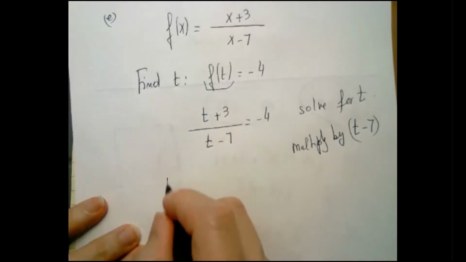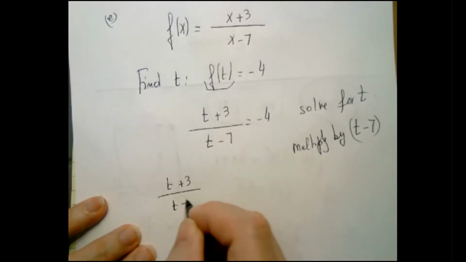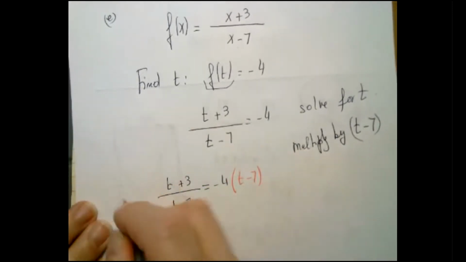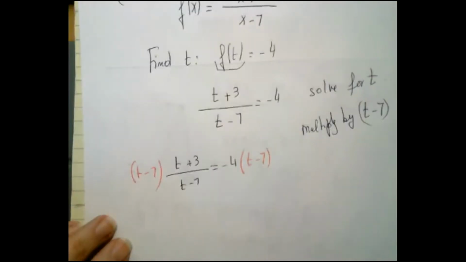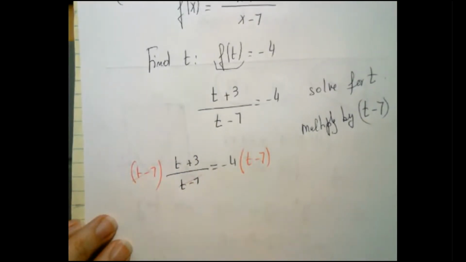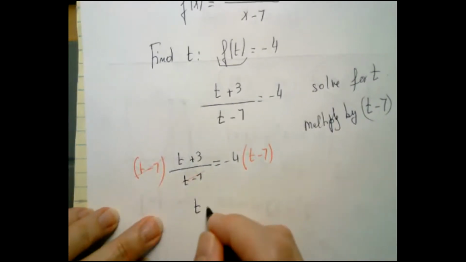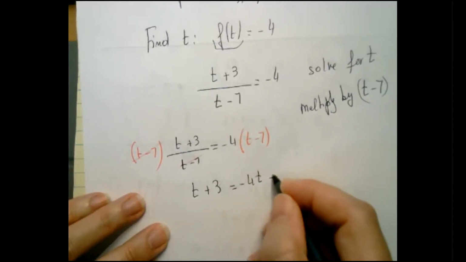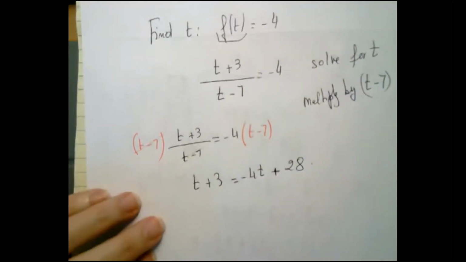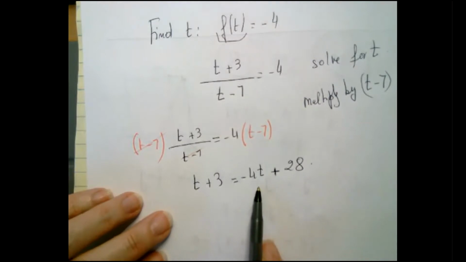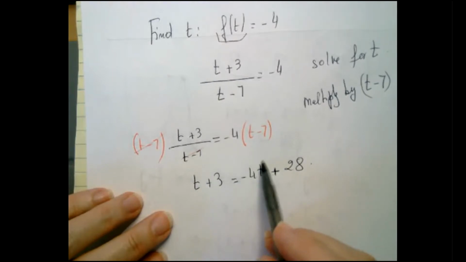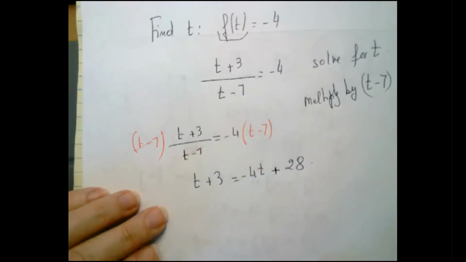So I'll take this expression and set it equal to minus 4, and I'm going to multiply both sides by t minus 7. Now the benefit is that those will simplify, leaving me with t plus 3, and this is equal to, now I can distribute, minus 4t plus 28. And now the rest is a simple equation in t. This is of degree 1, we don't have t squared to worry about, and we finalize.